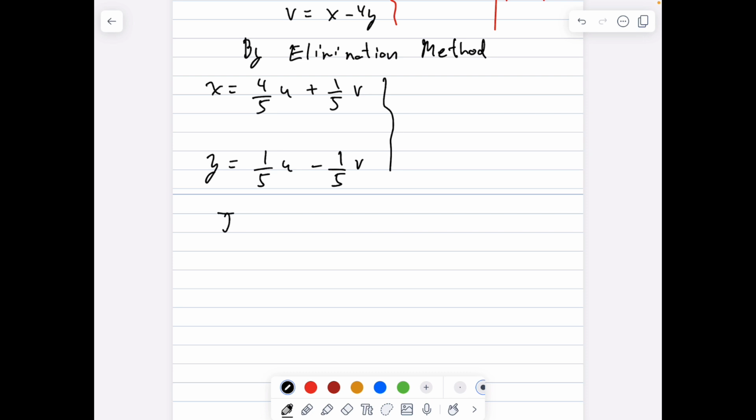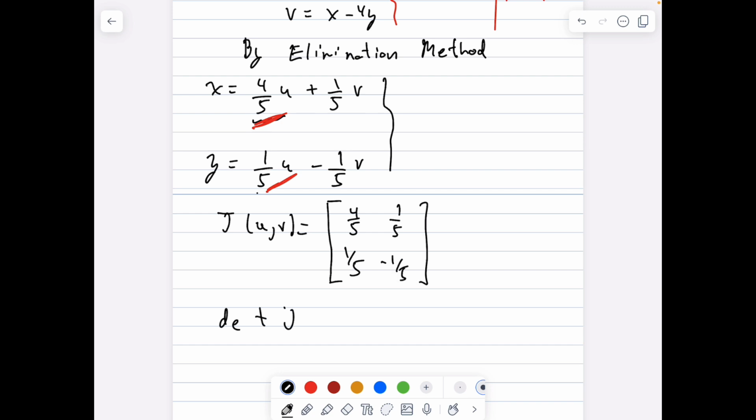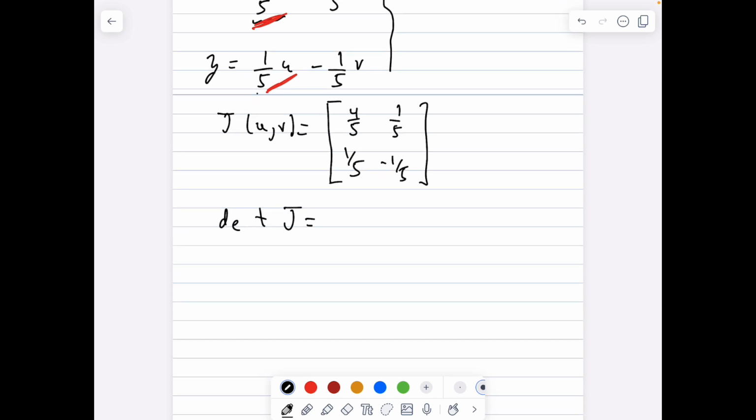The way this works is your J of u, v would equal a matrix of the partial derivatives. With respect to u is my first column, so that's going to be 4/5 and 1/5. And then my second column is with respect to v, 1/5 and minus 1/5 right here. And then we're going to take the determinant of that. It's a determinant of a 2x2 matrix, and that'll give you minus 4/25 minus 1/25. So it's minus 5/25, or minus 1/5. Well, we take the absolute value of that.